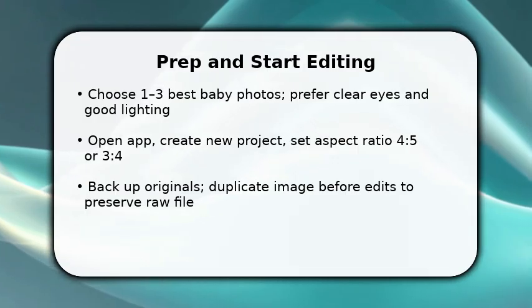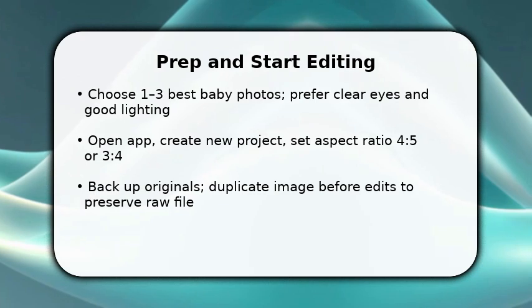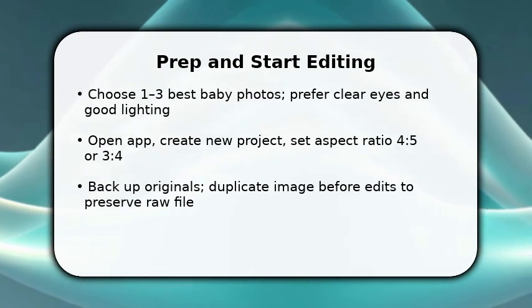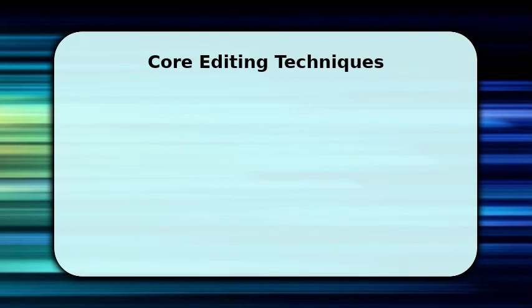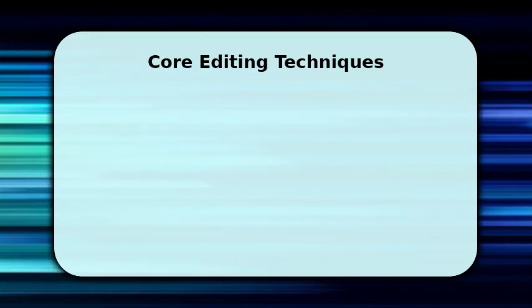Then, import the duplicate into the timeline or canvas, and lock any crop you'll keep to avoid accidental shifts while adjusting exposure. Now focus on mid-process adjustments. Start with exposure and contrast, raise exposure by about 0.3 to 0.7 stops and pull highlights down to preserve skin texture. Once done, apply skin smoothing sparingly, around 10 to 20%, because too much removes natural baby cheeks.